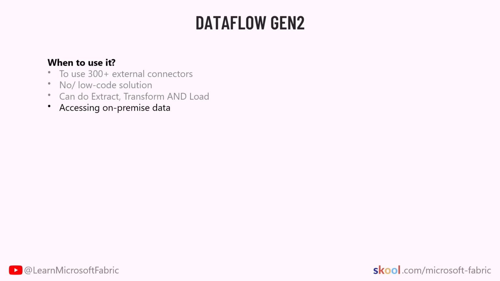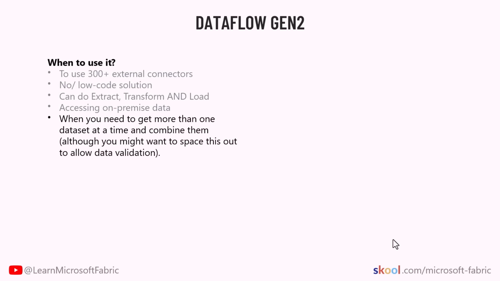Now, the data flow can access on-premise data. It's the only tool in this list that allows you to set up an on-premise data gateway, and you can access it via a data flow. So if you have on-premise data, you're going to be wanting to use data flows currently. Now, I do think that in time, Microsoft will build the functionality to allow you to access on-premise data via data pipelines as well. But currently, Dataflow is the only way of doing that.